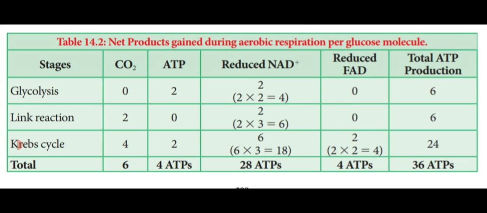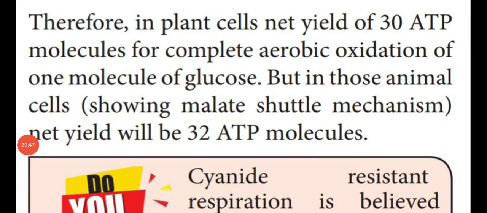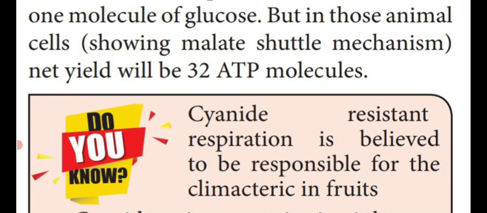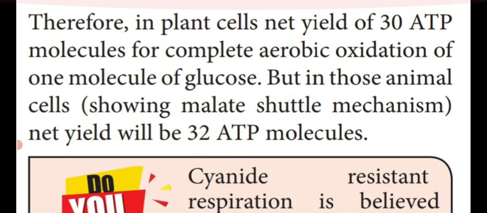This is a very, very important 1 mark question table. Therefore, in plant cells the net yield is 30 ATP molecules for complete aerobic oxidation of 1 molecule of glucose. But in animal cells, the net yield will be 32 ATP molecules. So that is the net yield of ATP produced in plant and animal aerobic respiration.